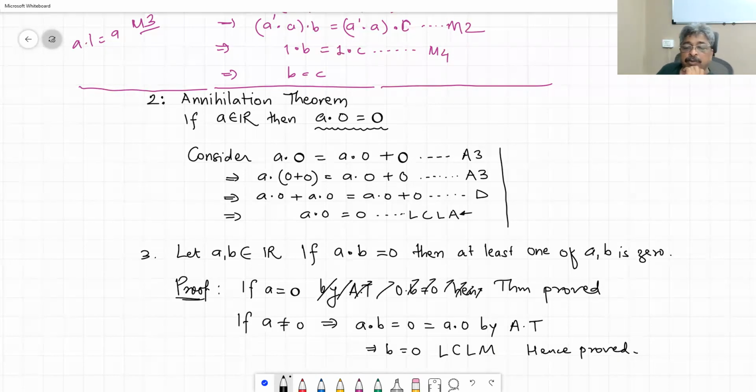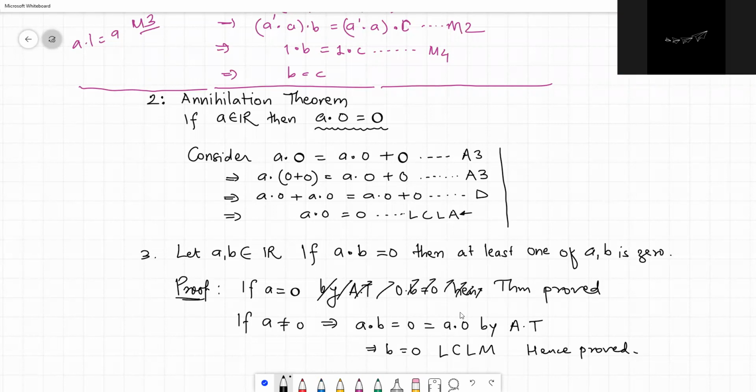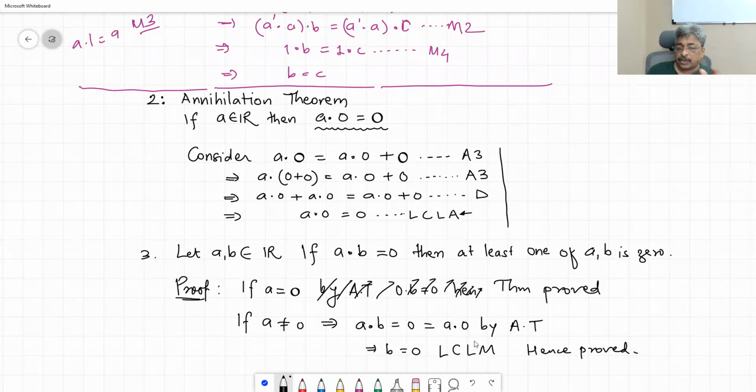Correct. Very simple minded. And why it becomes so simple, because you are using a previously proved theorem. Therefore, it is a 2-liner or 3-liner. If you go back to using A1 to A4, M1 to M4 and D, then the length of the proof will become a little longer. It is not that it is incorrect, but it is going to be a little longer. Next.